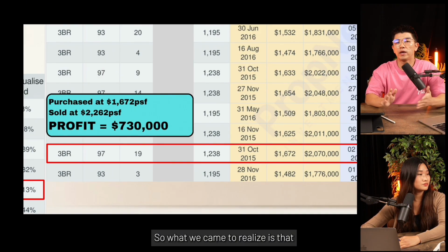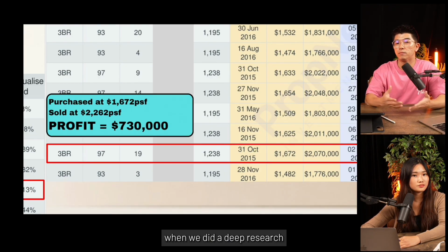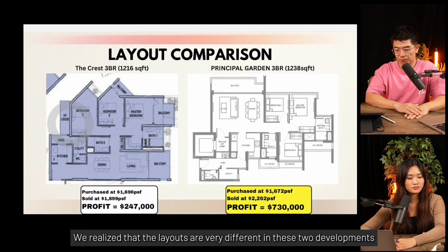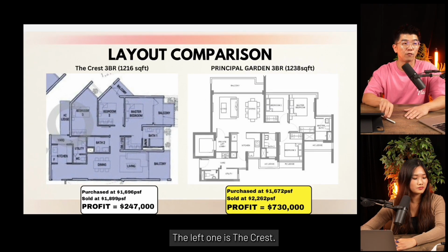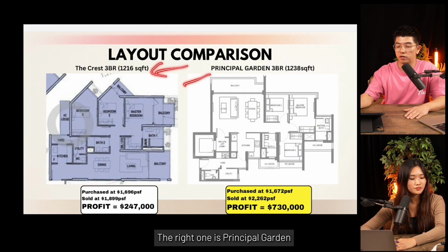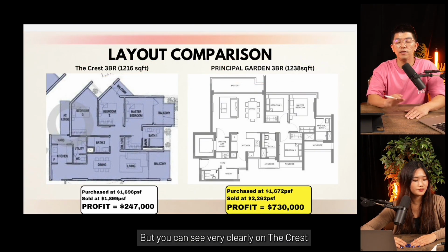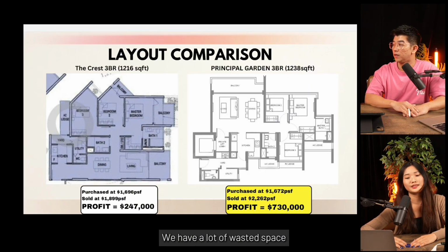So what we came to realize is that when we did a deep research, the layouts are very different in these two developments. First thing first, the left one is the Crest, the right one is Principal Garden, correct? Sizes wise are pretty much the same. But you can see very clearly on the Crest, we have a lot of wasted space.